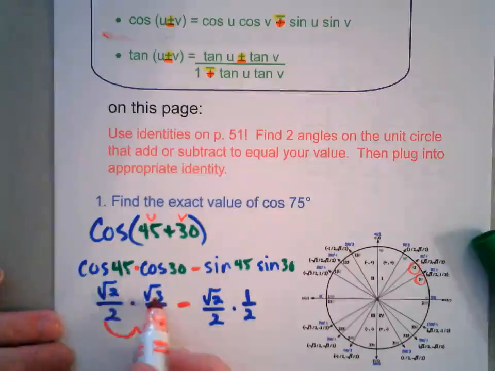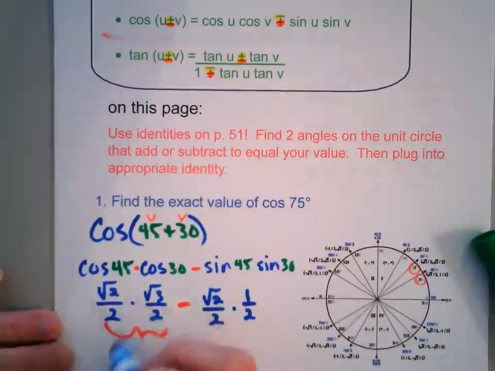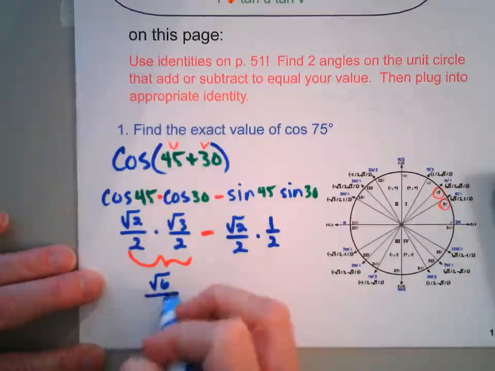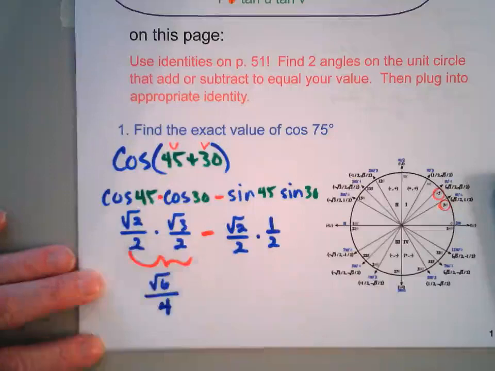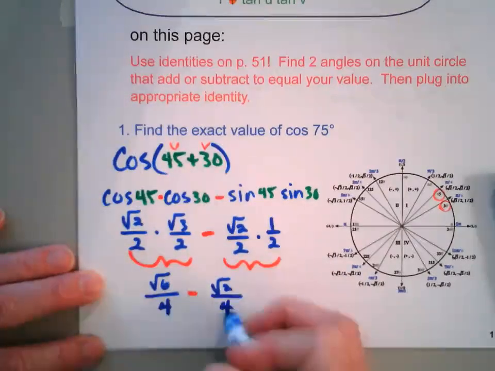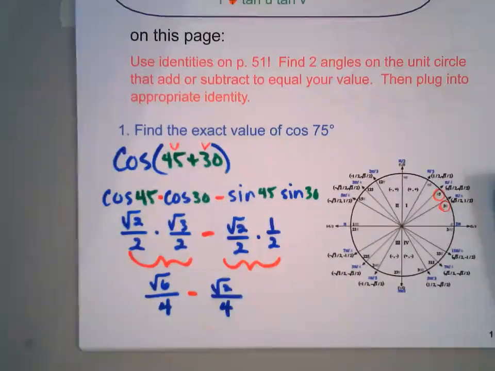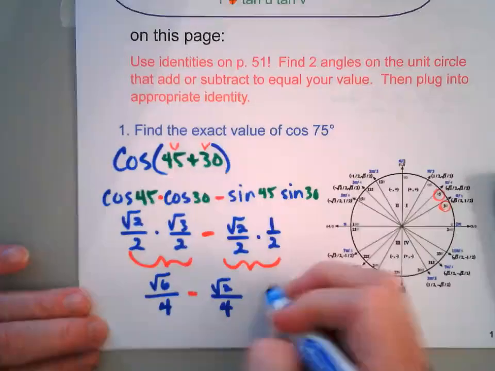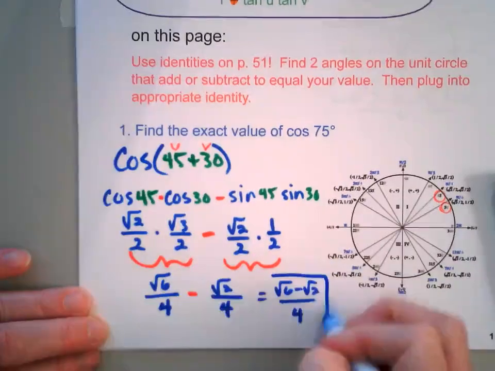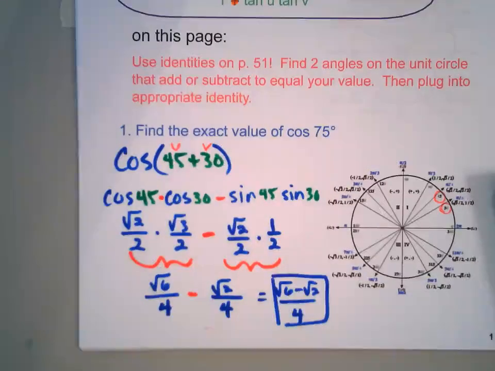These two, square root of 2 times square root of 3 is, can you all see this? Square root of 6 divided by 4, because 2 times 2 is 4. Subtract. Square root of 2 times 1 is square root of 2 over 4. And that's pretty much our answer. We can take it one more level and say that square root of 6 minus square root of 2 over 4. But that's it. That's all we can do.